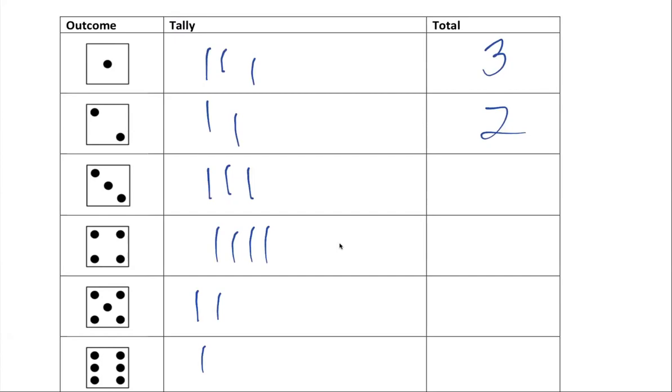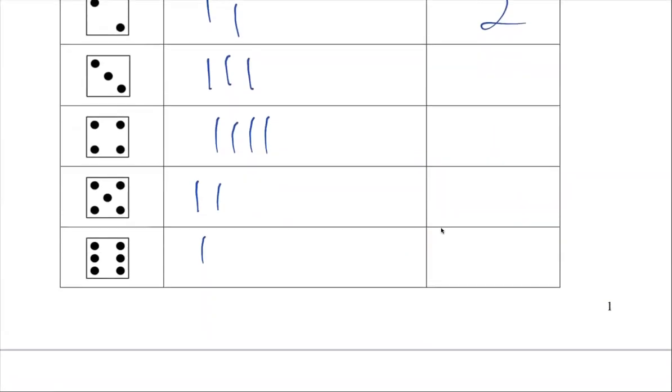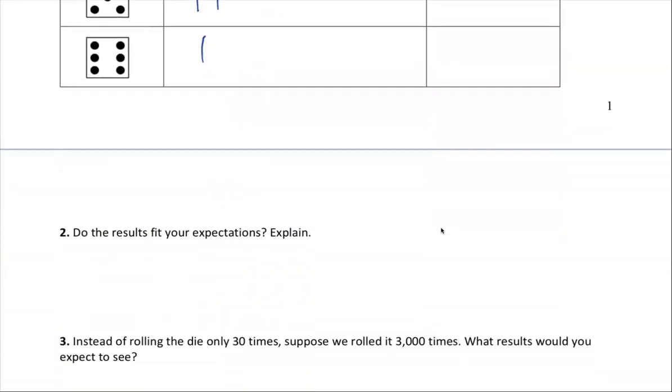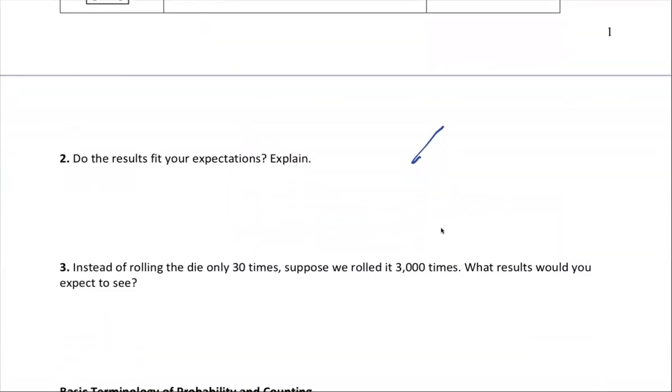Before you do it, you might want to think about what you would expect to see for your totals. Okay, so think about that before you do the experiment, and then you can record it. Okay, and then you're going to answer this question: do the results fit the expectations? So think about your expectations before you roll it, do the experiment, and then does your experiment fit your expectations here? Just to give a little explanation about that.